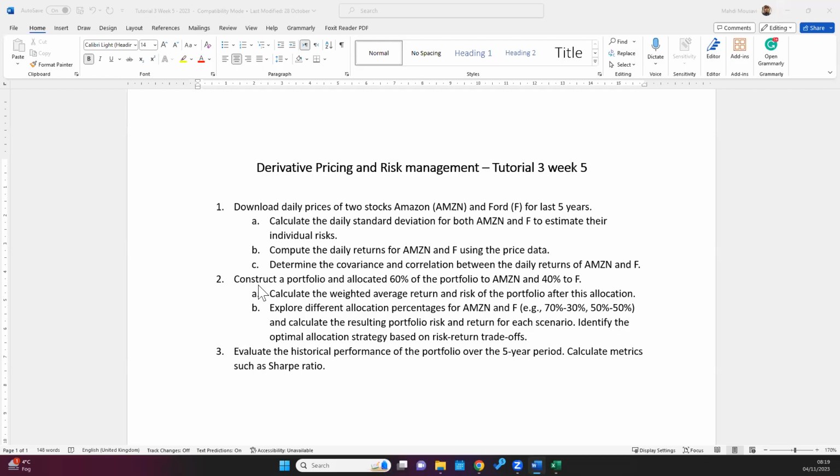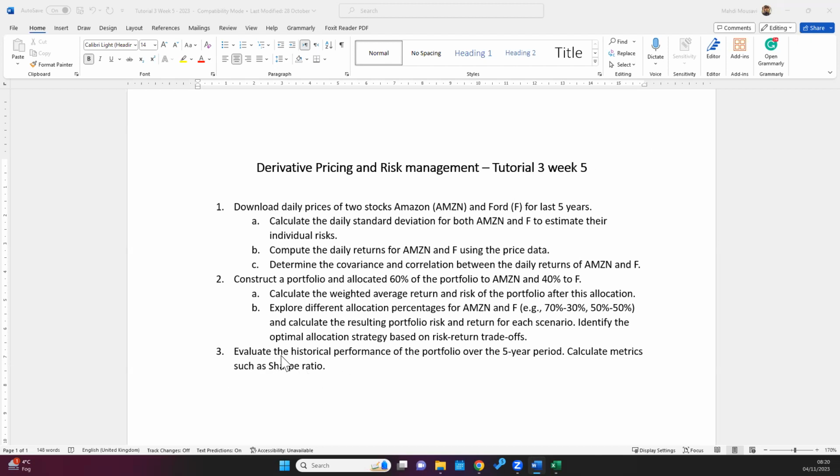So in the second task, we are going to construct a portfolio, allocate 60% of portfolio to Amazon and 40% to Ford. So the question asks, what is the weighted average return and risk of the portfolio, and explore different allocation percentage for Amazon and Ford, like 70%, 30%, or 50-50 to calculate the resulting portfolio risk and return for each scenario, and identify the optimal allocation strategy based on risk-return trade-off.